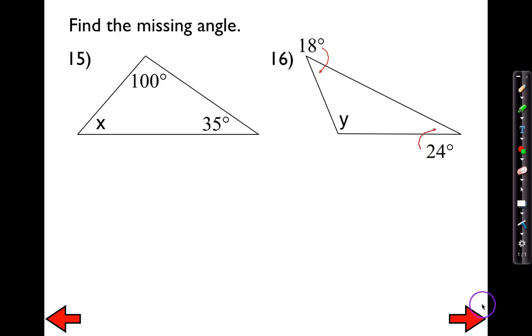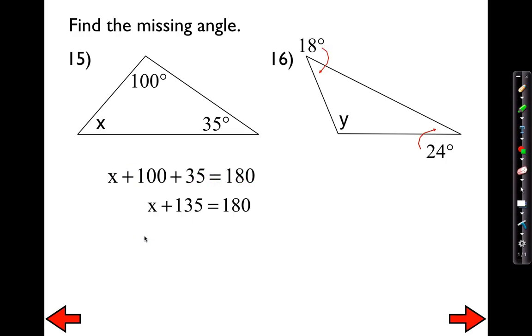Okay, so at this point I want you to pause the video and practice to see how well you do. Okay, so let's see how well we did. Hopefully, you understand that all the interior angles of a triangle add up to 180, so you set it up as x plus 100 plus 35 equals 180. You're going to combine like terms. You're going to get x plus 135 equals 180. Get rid of the 135 by subtracting it from both sides, leaving you with x equals 45. So the measure of angle x is 45 degrees.